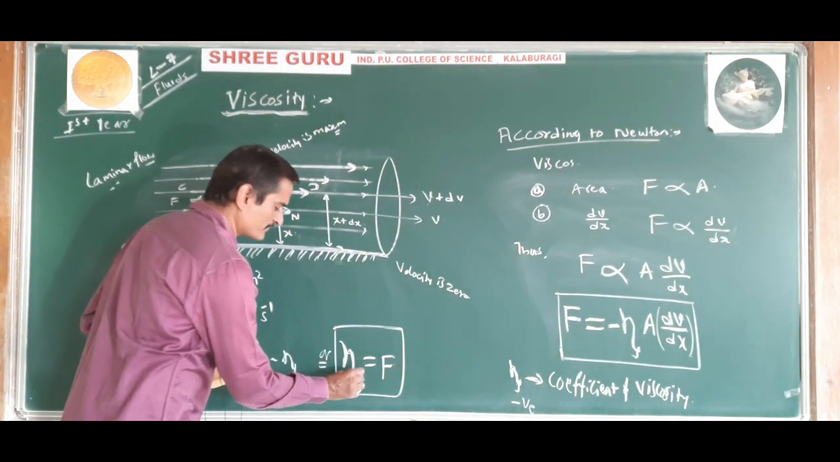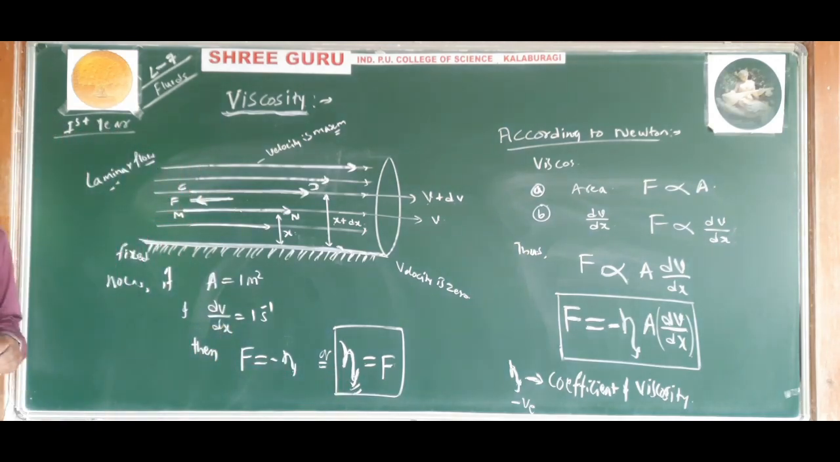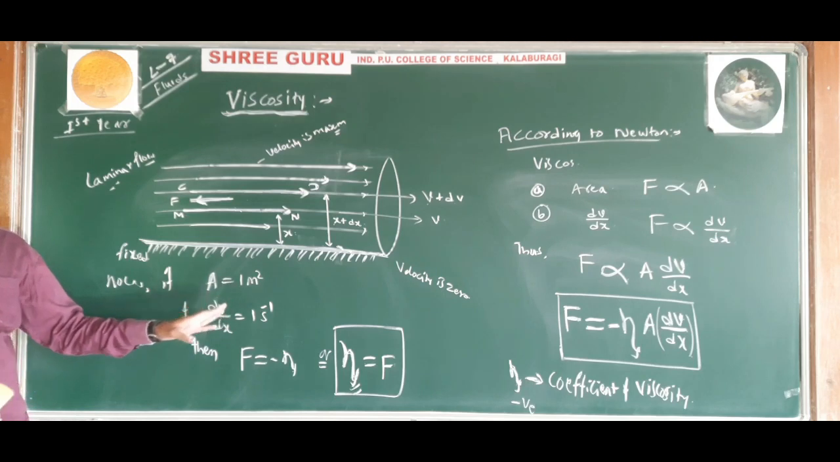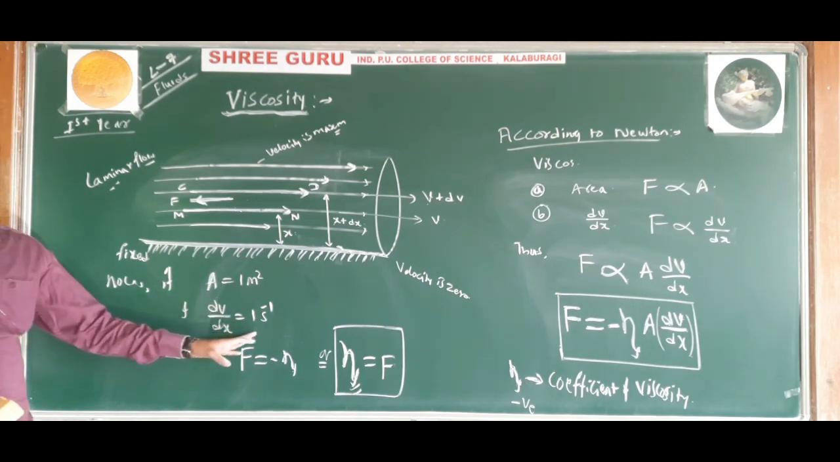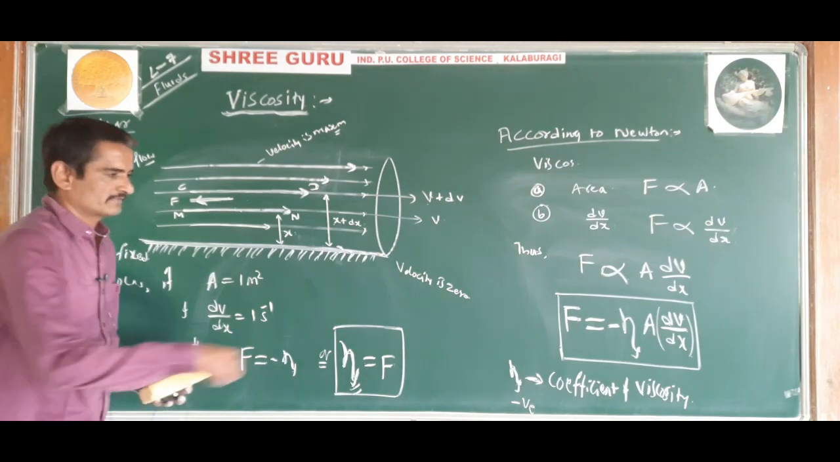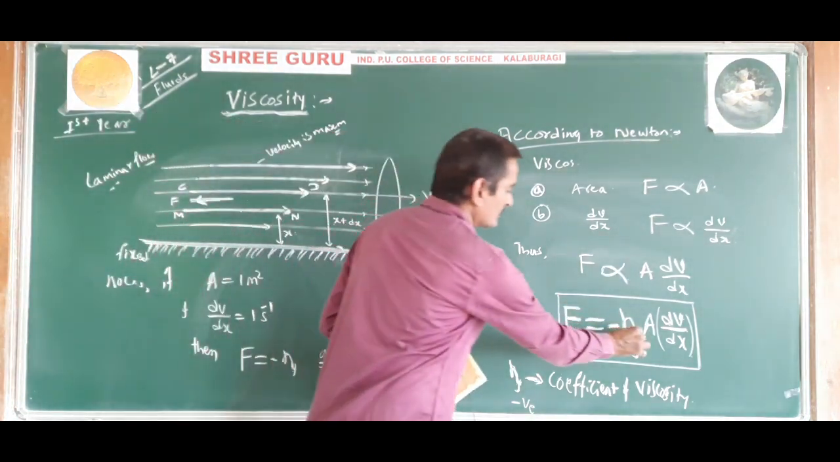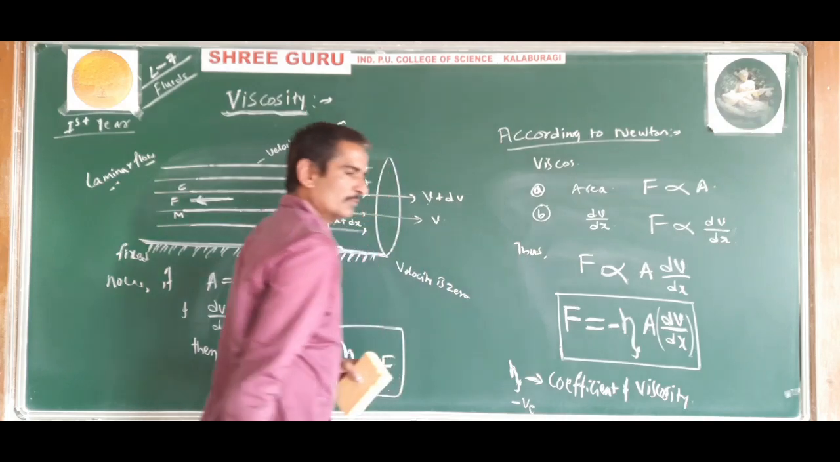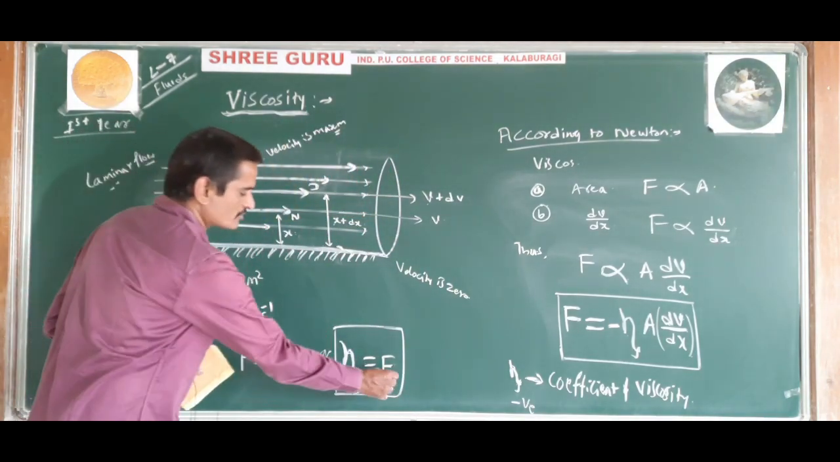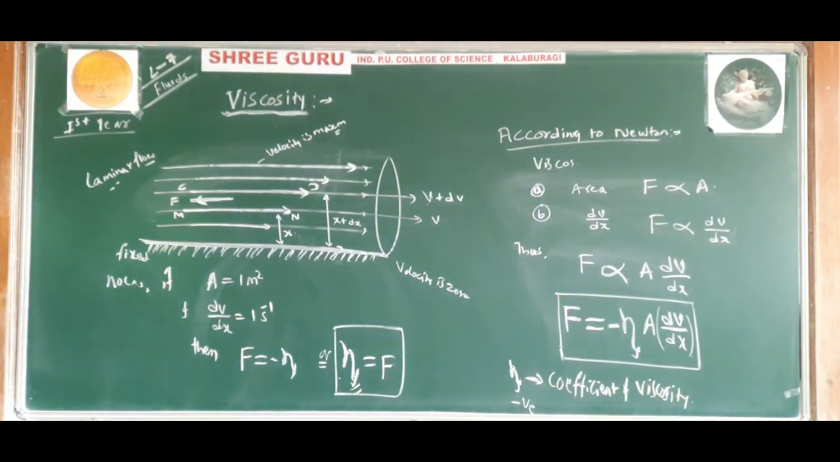Now how to define coefficient of viscosity? See, when A is equal to 1 meter square, that is unit area, and dV by dx is 1, then F will be equal to eta. That is, you substitute there eta into 1 into 1. So F is equal to minus eta, that is eta is equal to F. Now I will define the coefficient of viscosity.